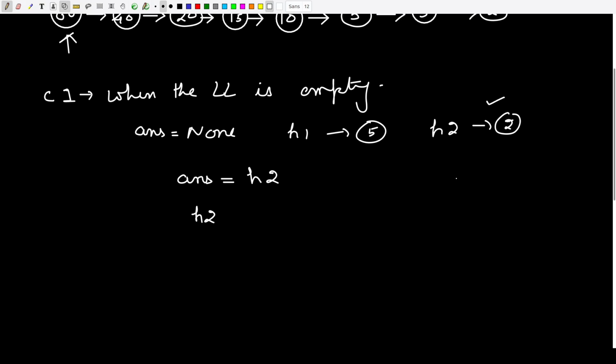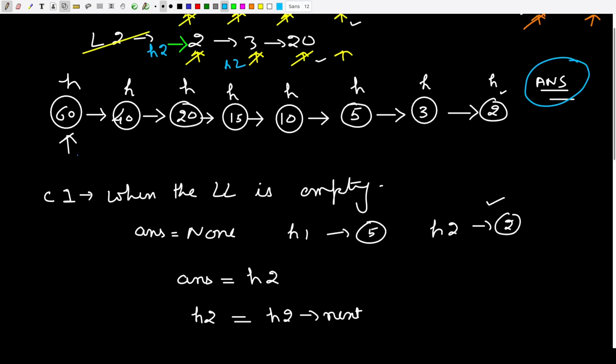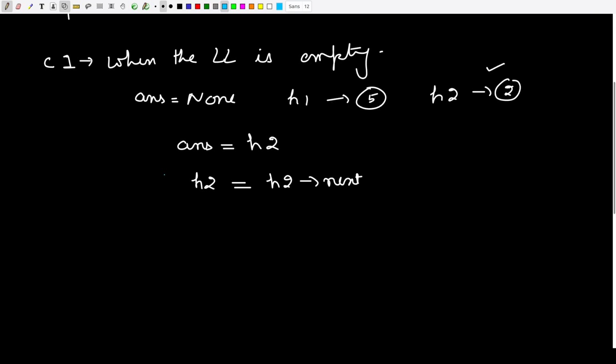Now since h2 we have already covered, what we are going to do is update our h2 to the next position, h2 equals h2 of next, right? So what will happen is that answer will contain 2, and we will increase our h2 to this position. That is how we are going to cover the case when our linked list is empty.